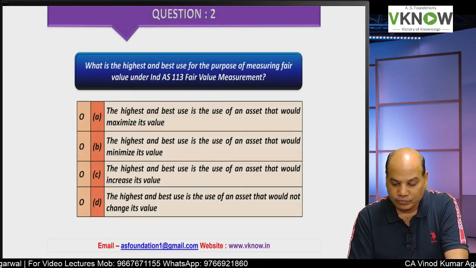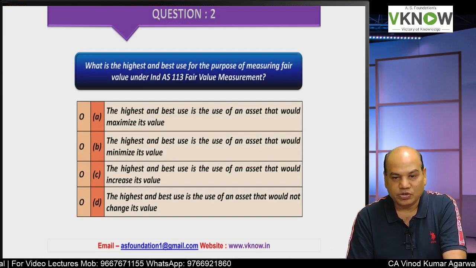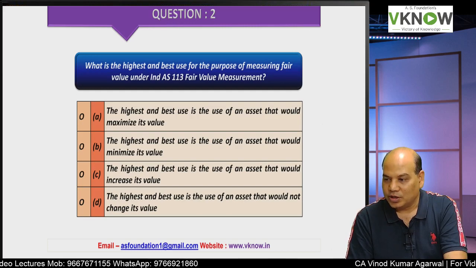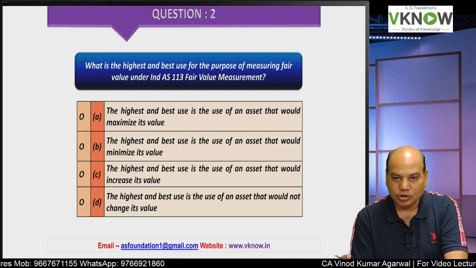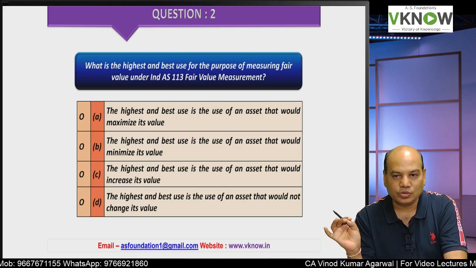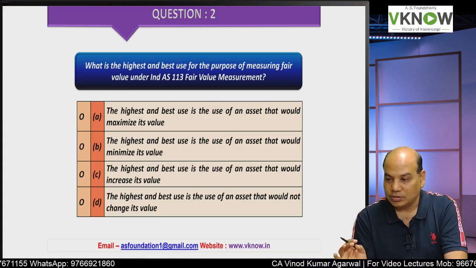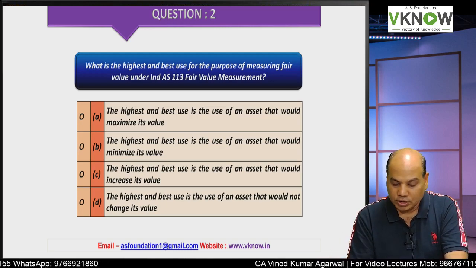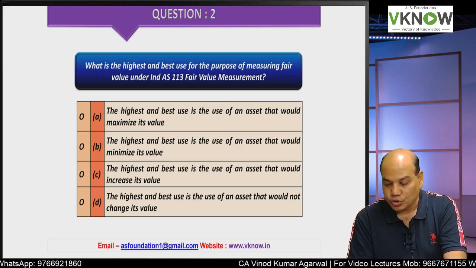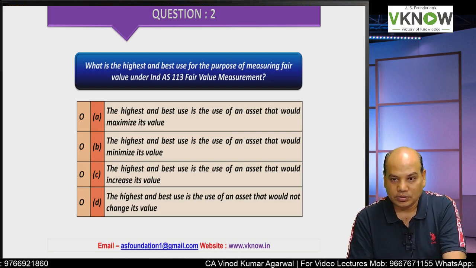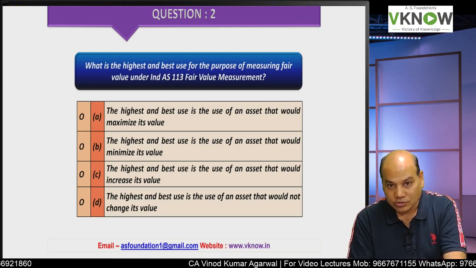Try this one. What is the highest and best use for the purpose of measuring fair value under Ind AS 113? You have used this term highest and best use for non-financial asset. So let us try the options. The highest and best use is the use of an asset that would maximize its value. Right? Let us read others also.